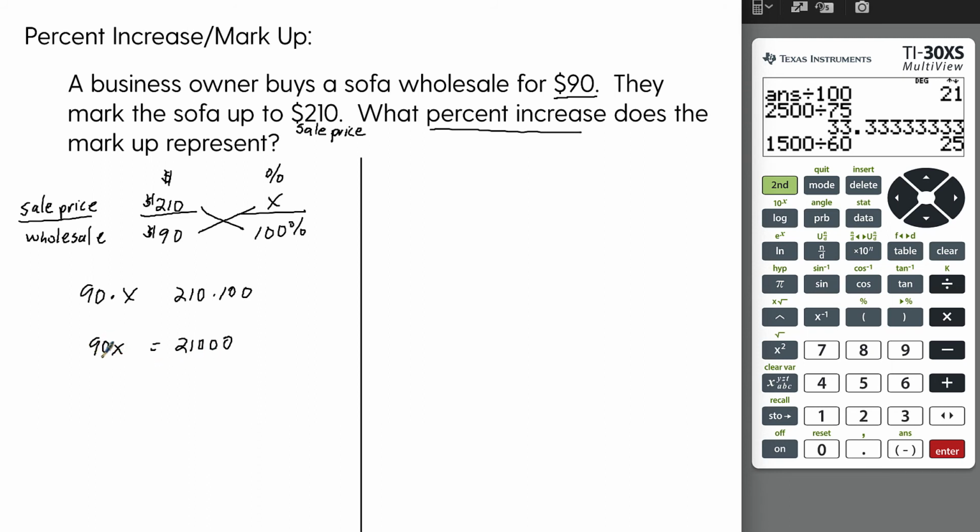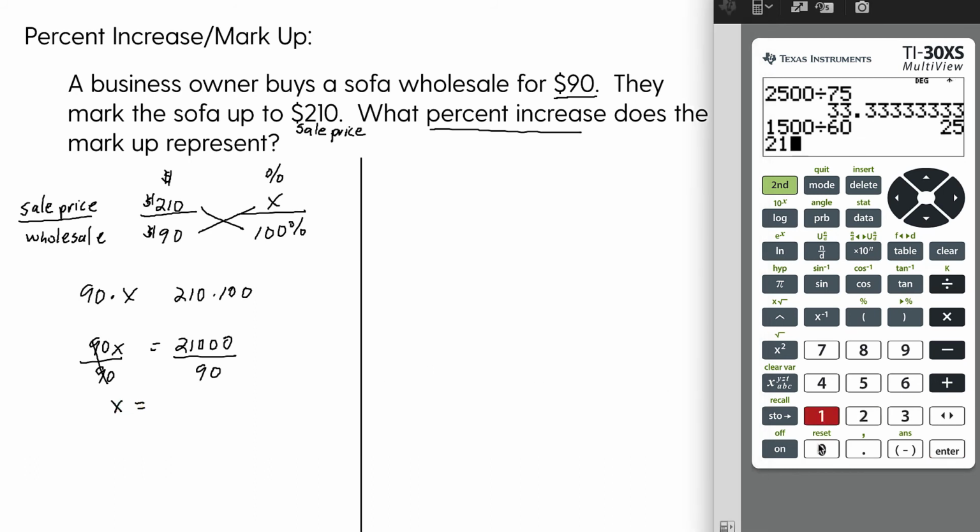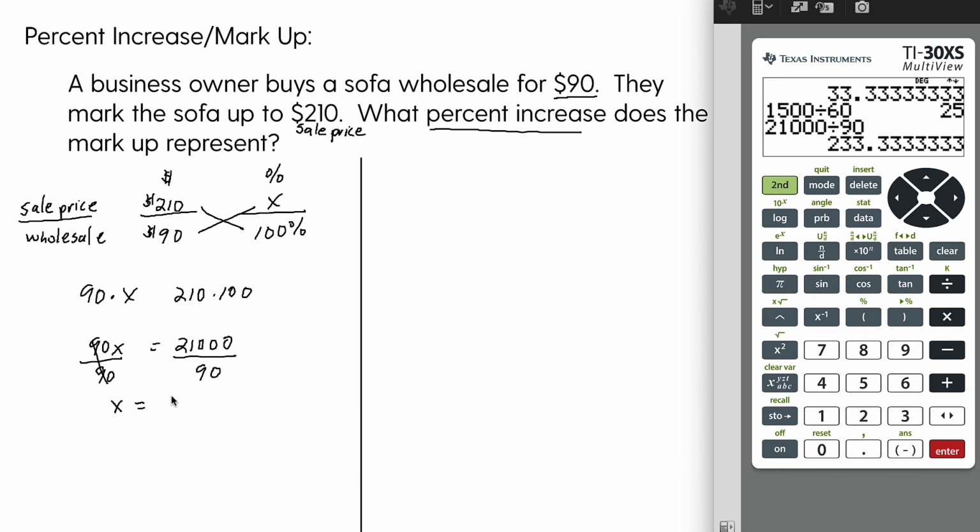So we've cross multiplied, now we divide by 90. Okay, divide each of these by 90. Those cancel out, and X is going to be equal to 21,000 divided by 90. So 233.3%. All right. So this represents the percentage relative to the wholesale price.